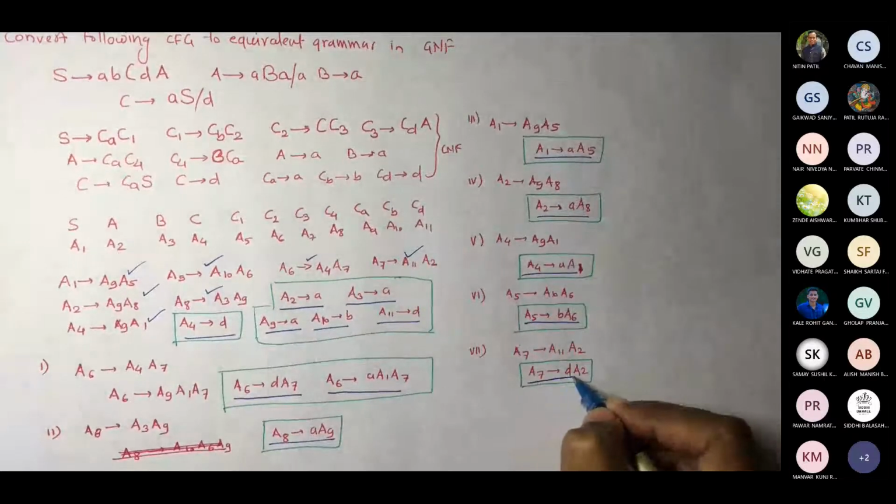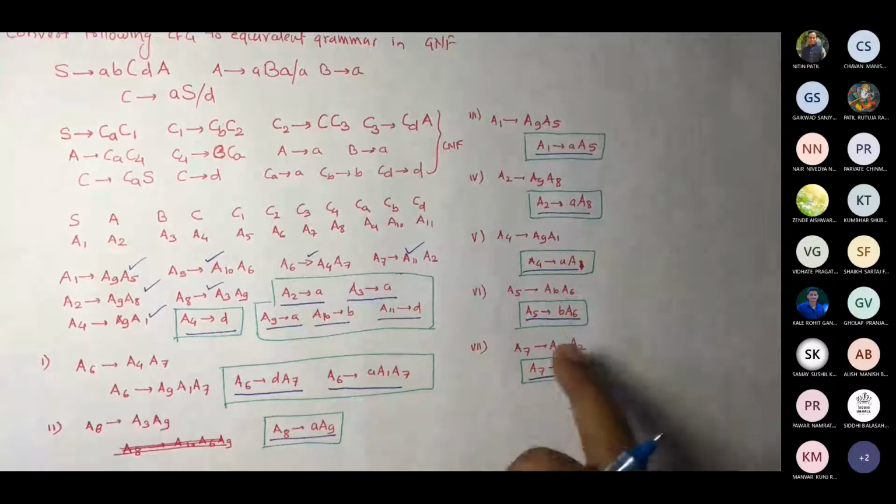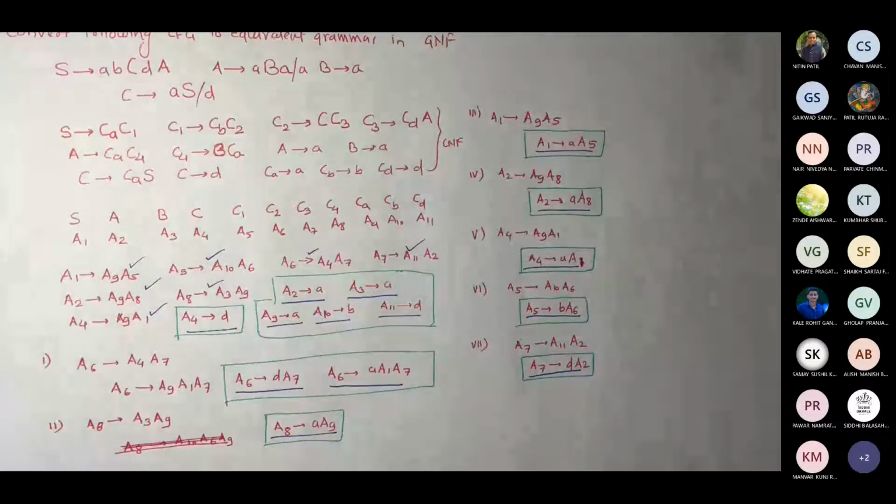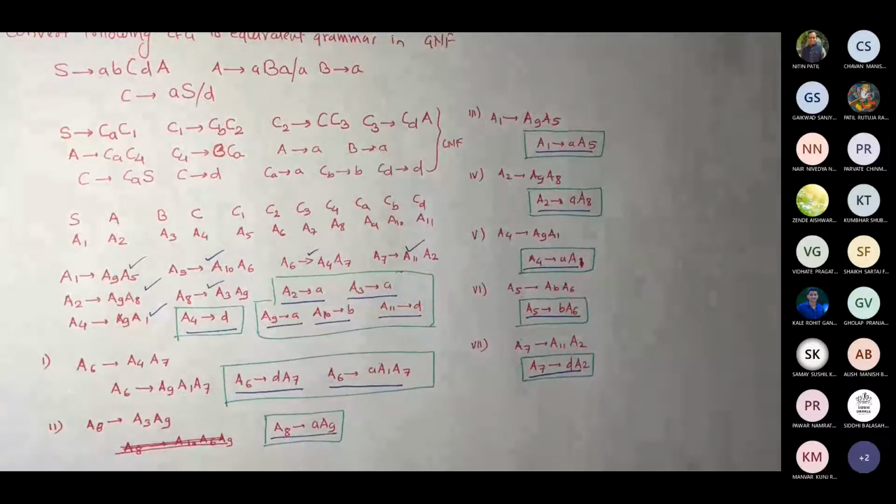So now this would be your final solution. 1, 2, 3, 4, 5, 6, 7, 8, 9. These 9 sets would be the equivalent GNF. Fine.